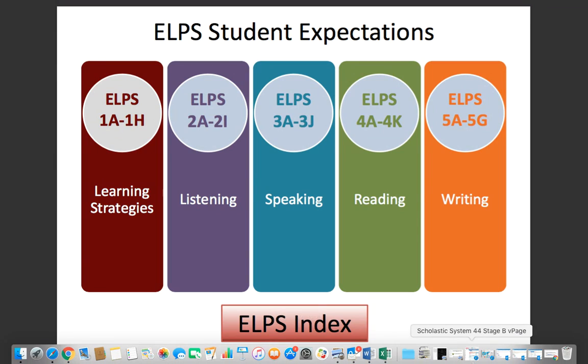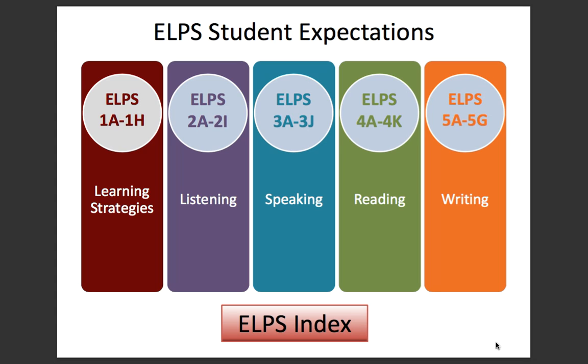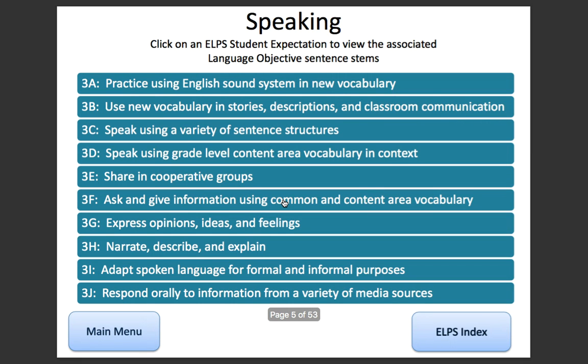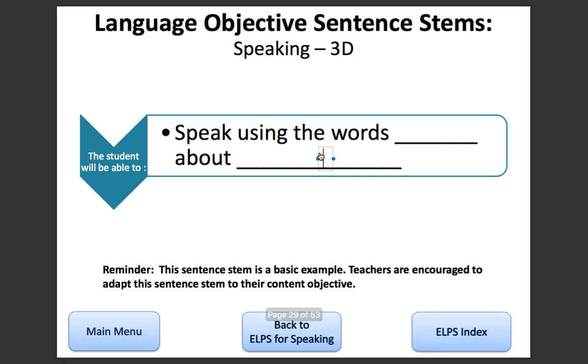And then, so for example, say I'm a science teacher and I am teaching a unit with really rich vocabulary, and I want to make sure that my students retain it, so I know they have to use it. And I want them to speak to each other, use it orally. And so I'm going to find a focus here, like for example, speak using grade level content area vocabulary. So my language objective would be something like speak using the words prokaryotic and eukaryotic cells.